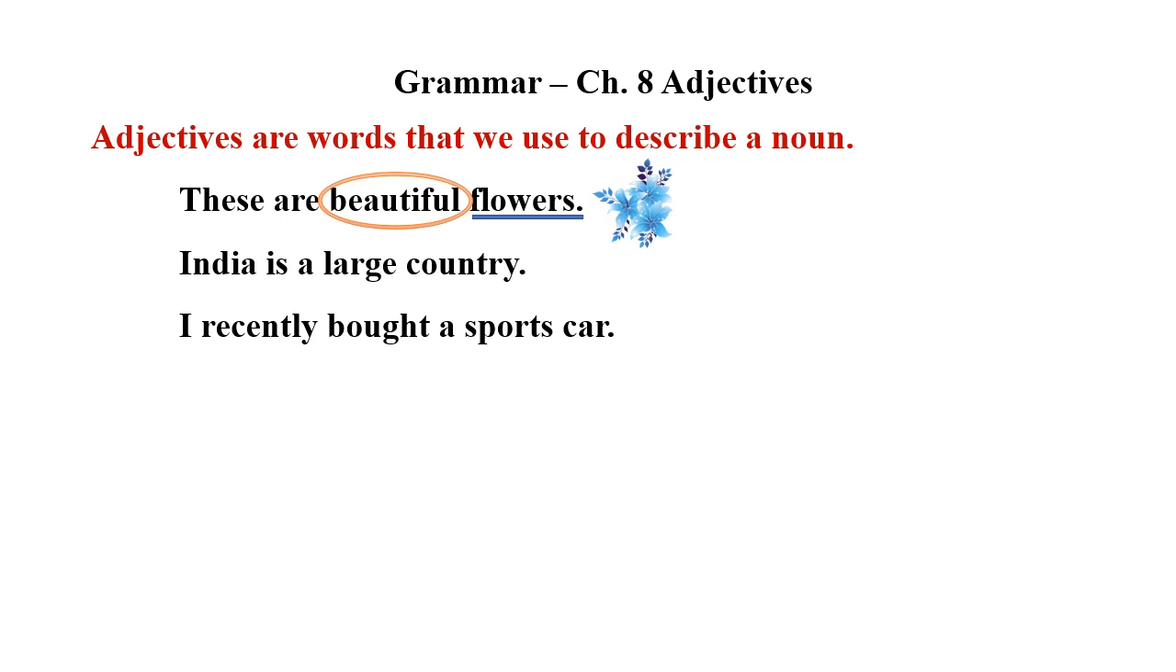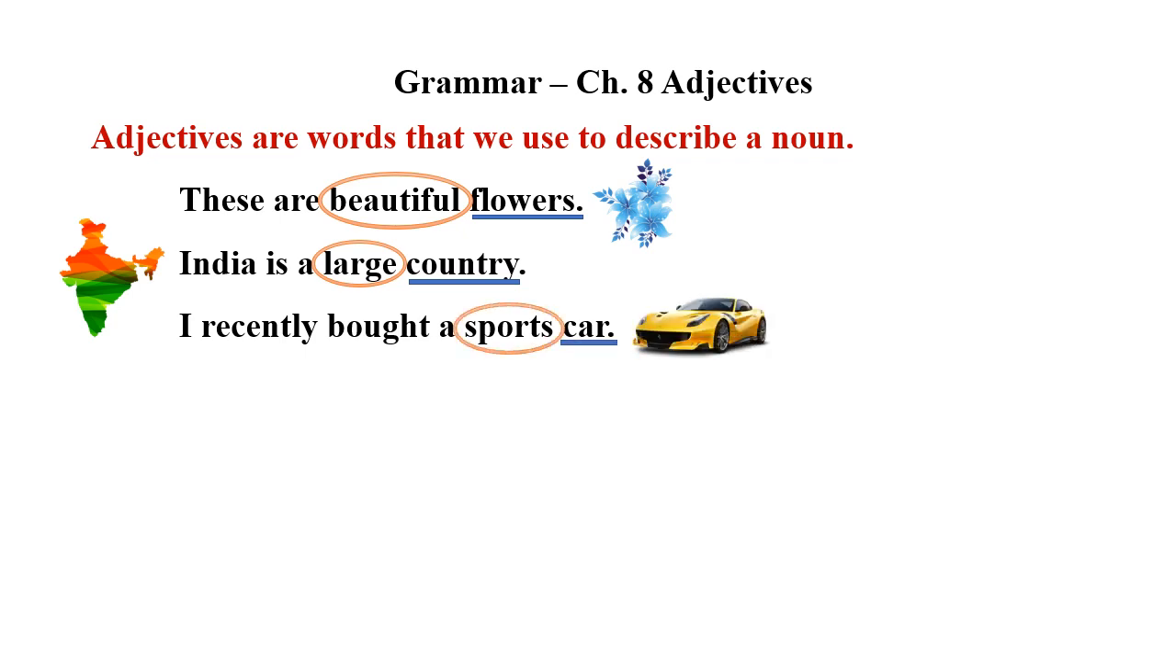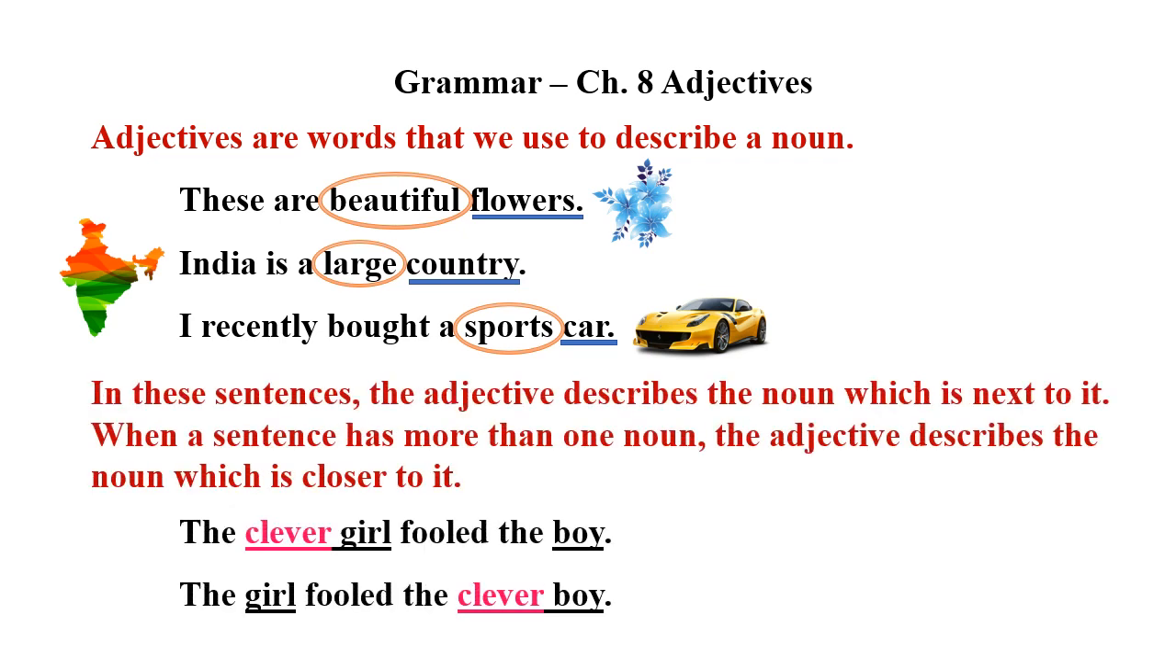India is a large country. The word country is the noun in the sentence, and the adjective large gives information about the size of this country. I recently bought a sports car. What is the noun in this sentence? It is car. And the adjective sports qualifies the noun car.